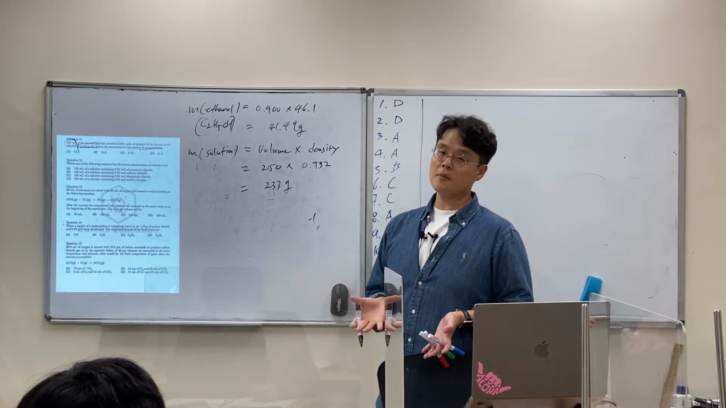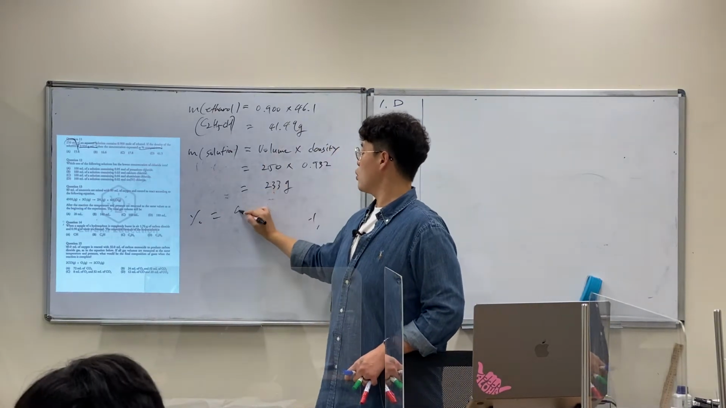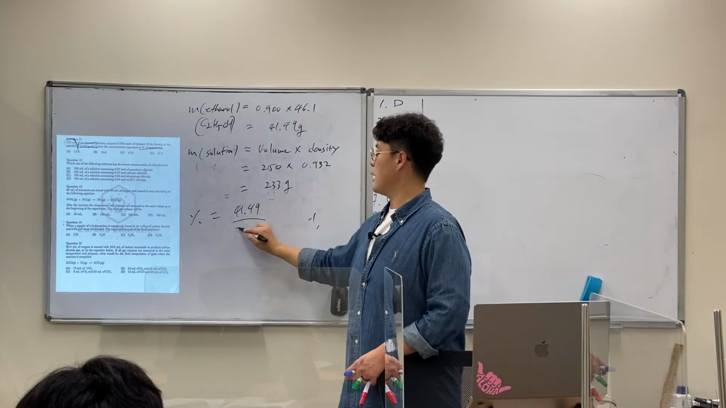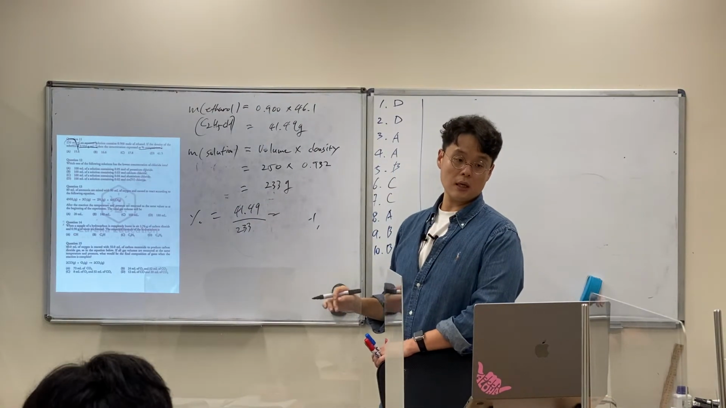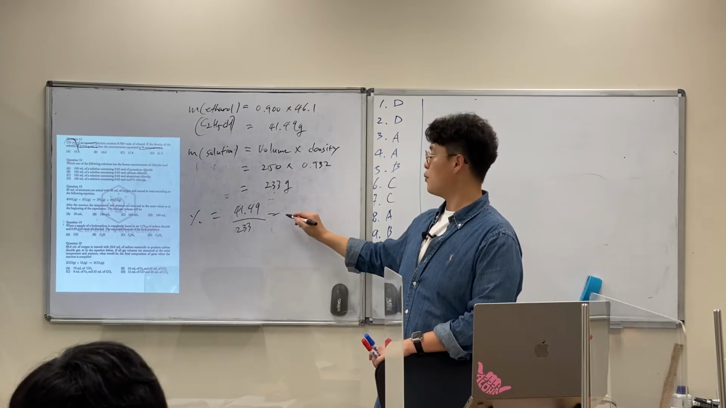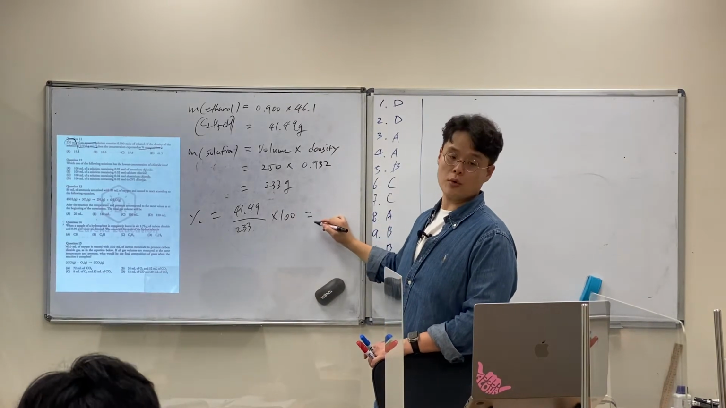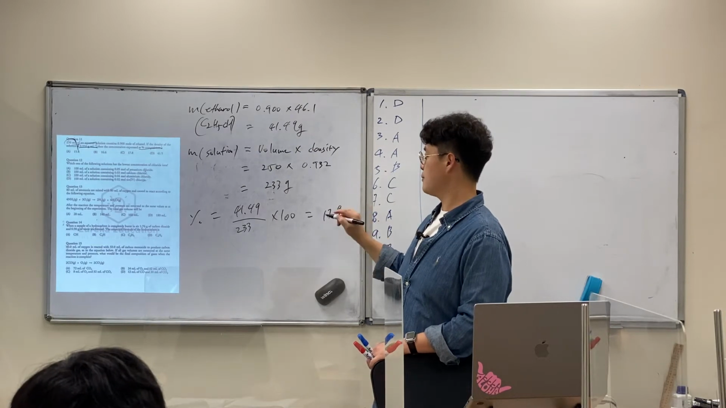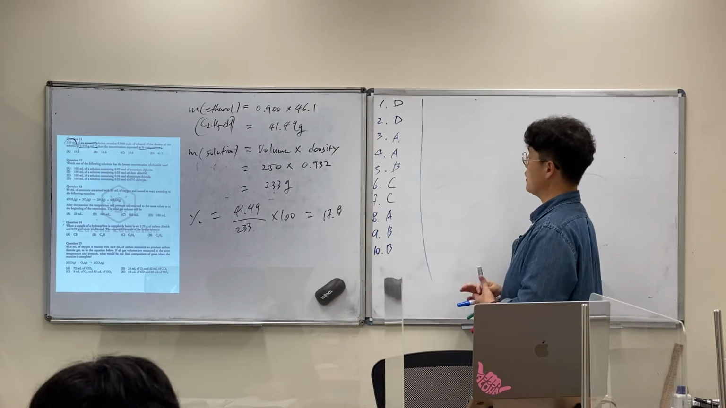The question asks you to find the percentage. As we have 41.49 for the ethanol, divided by 233, and times 100 to make a percentage, it would be 17.8. So C is the right answer.